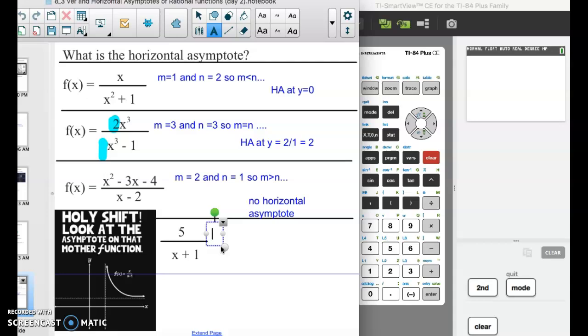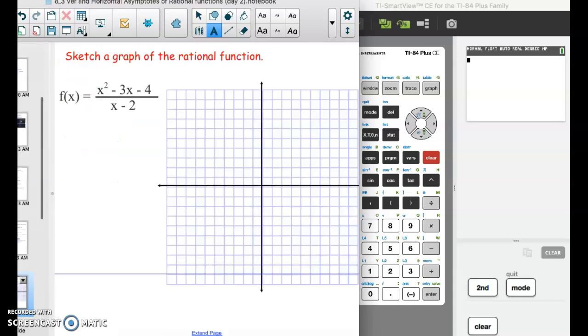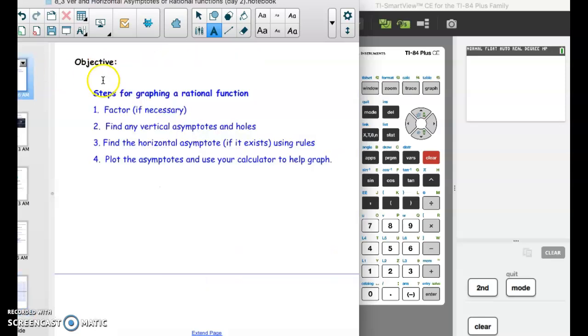But if there's nothing in the numerator, m equals 0 because there's no variable, and n in this case equals 1, so m is less than n. If we check our rules, that means there's a horizontal asymptote at y equals 0, which we already knew. So sketching the graphs, you want to walk through these steps: factor, find asymptotes and holes, plot the asymptotes, and then use technology to help you graph.